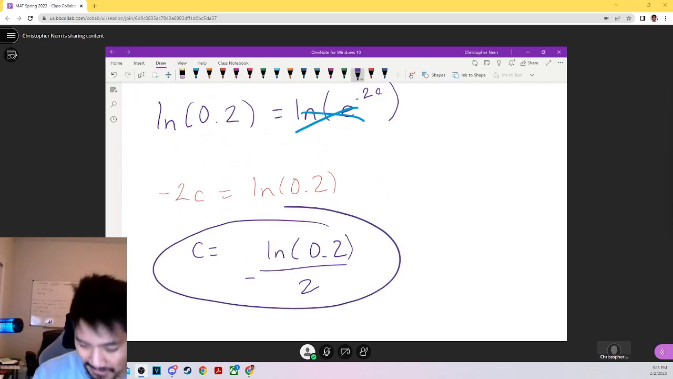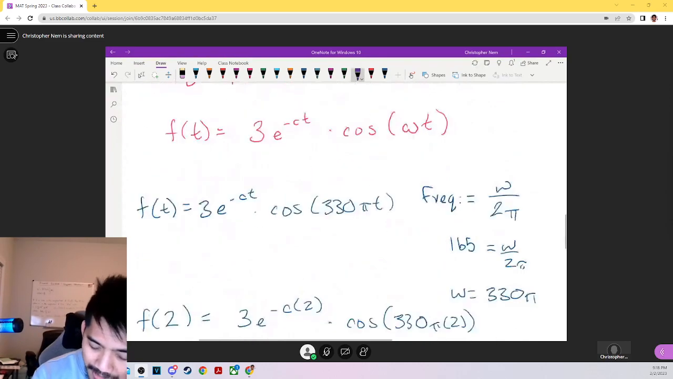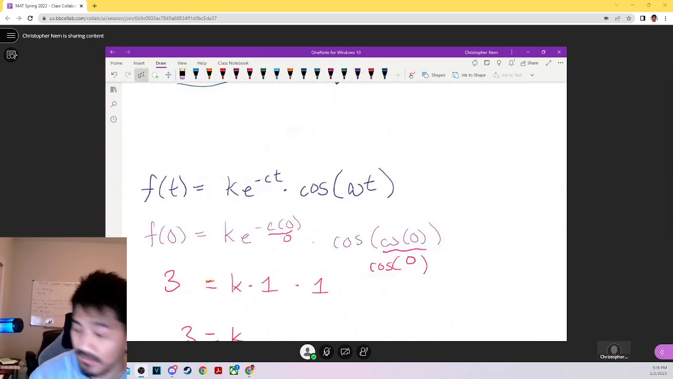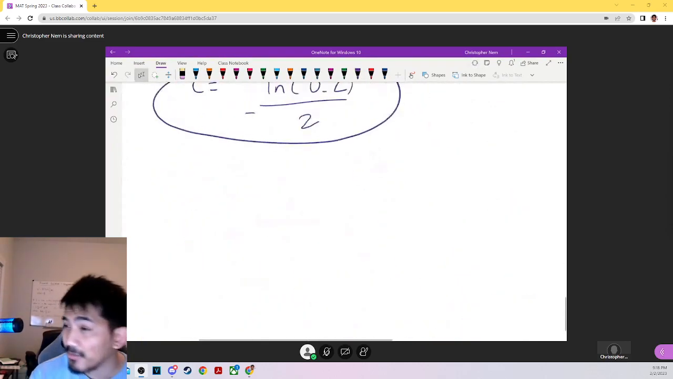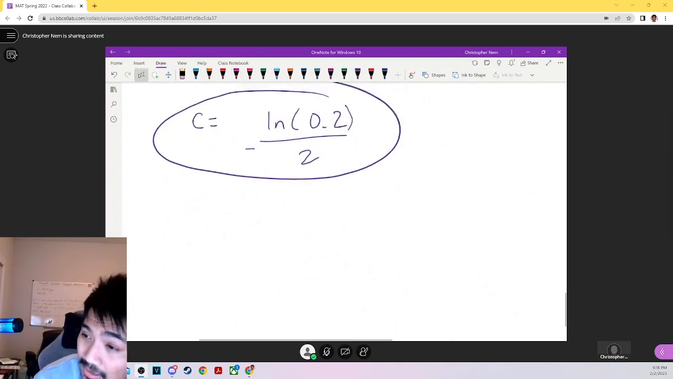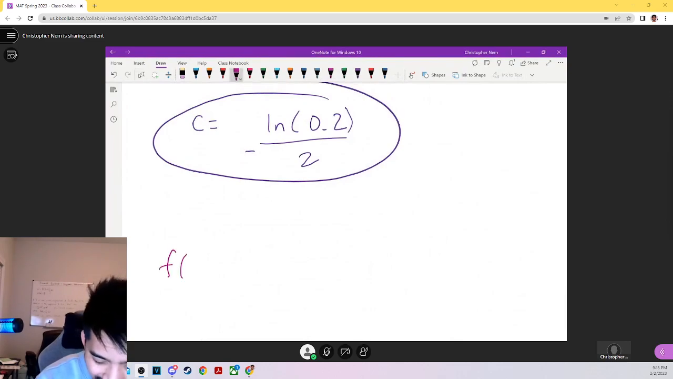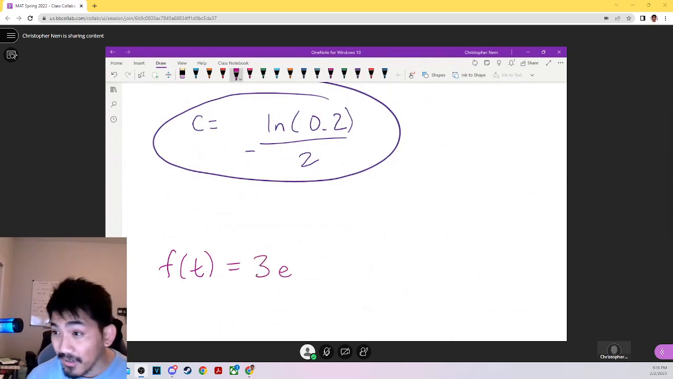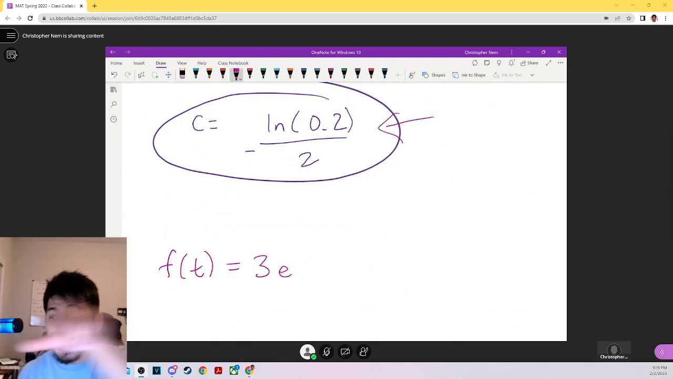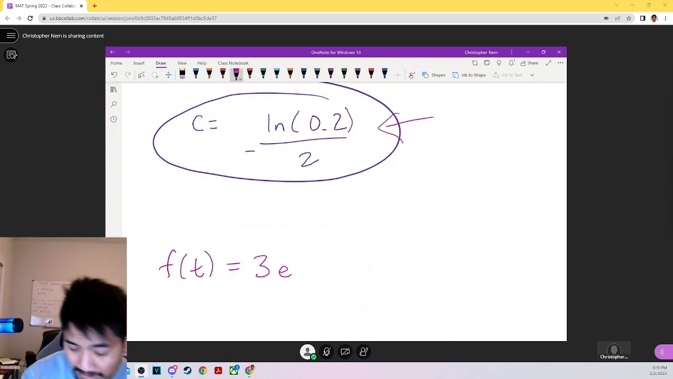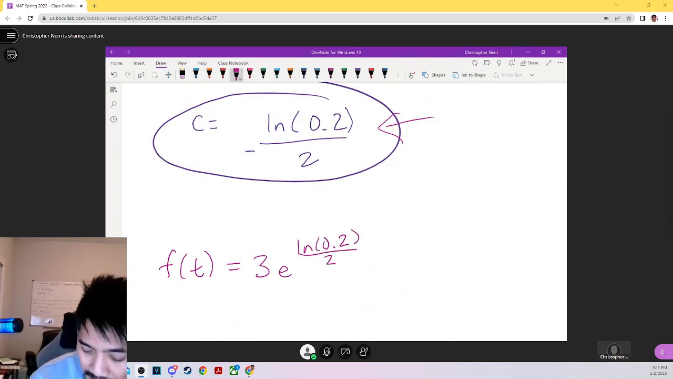Boom. We're happy. Now I have to plug into my original function because I need to write it in terms of t. It's not actually that bad. I have all my variables solved, and I can just leave t as a variable now. So we can model our guitar problem as f of t is equal to, what did I have? What's k? 3e to the negative of this guy times t. Well, a negative times a negative is a positive. So I can just write ln of 0.2 over 2 times t.